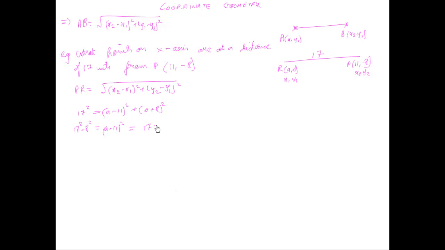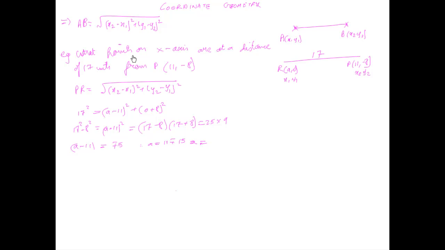Which by difference of two squares becomes, children, (17 minus 8)(17 plus 8). 17 plus 8 is 25. 17 minus 8 is 9. So children, we get (a minus 11) the whole squared is equal to 25 times 9 only. When you square root both sides, children, we get a minus 11 is equal to plus and minus 5 times 3, that's 15. So a is equal to 11 plus or minus 15, children. So that would give us the values of a.